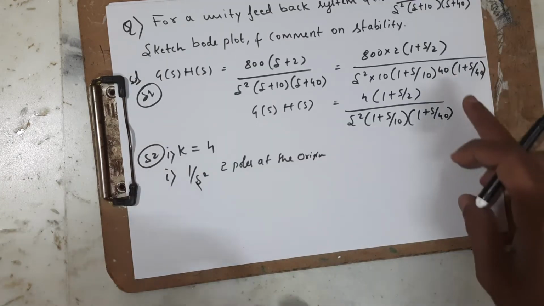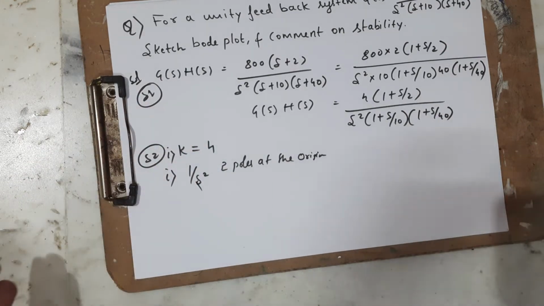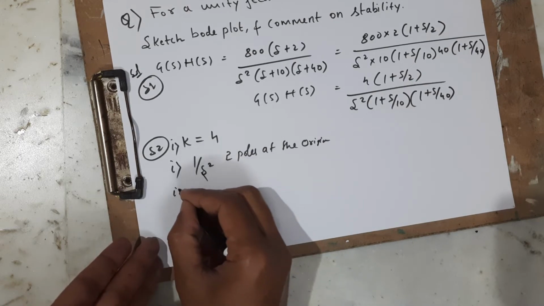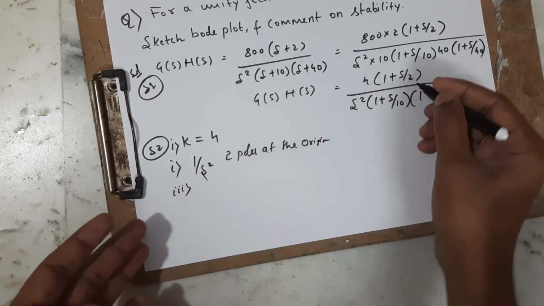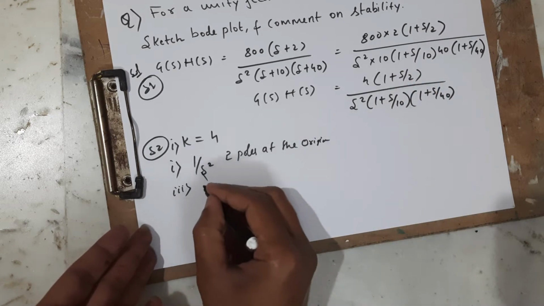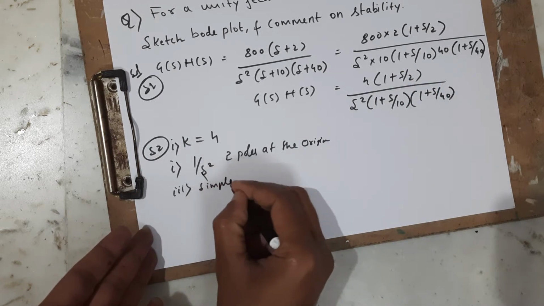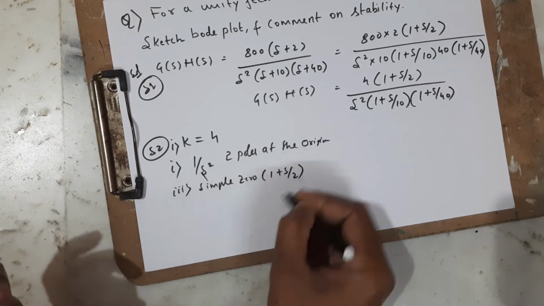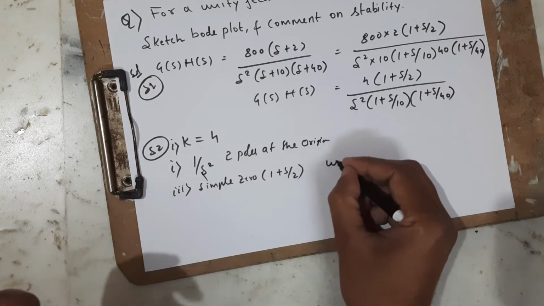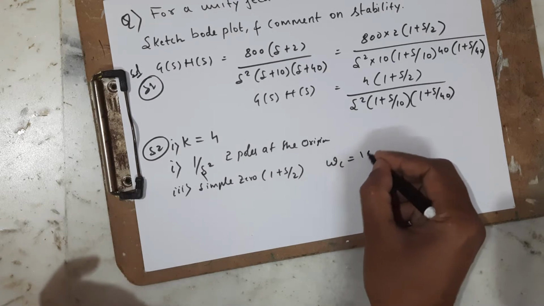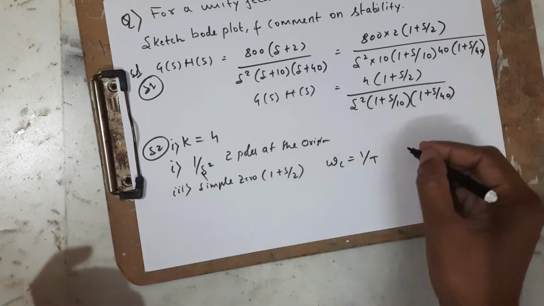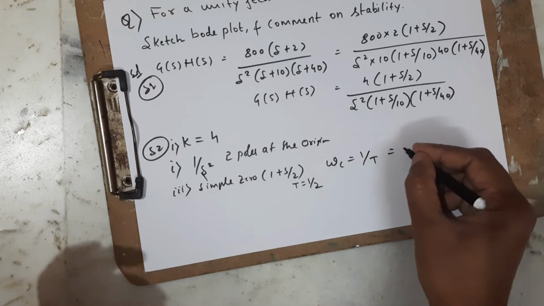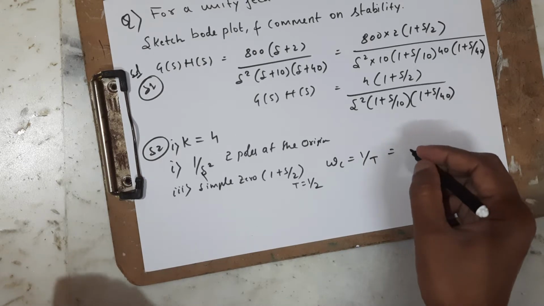We have simple zeros and simple poles. The third factor is a simple zero, that is 1 plus s by 2. I need to find out the corner frequency, omega c equal to 1 by T. What is T here? T is equal to 1 by 2. Therefore omega c is equal to 2 radians per second.